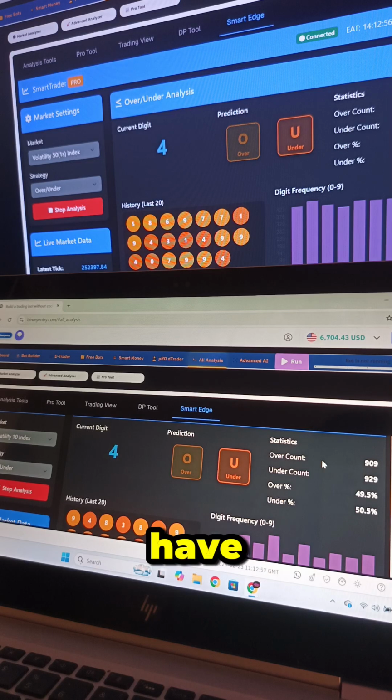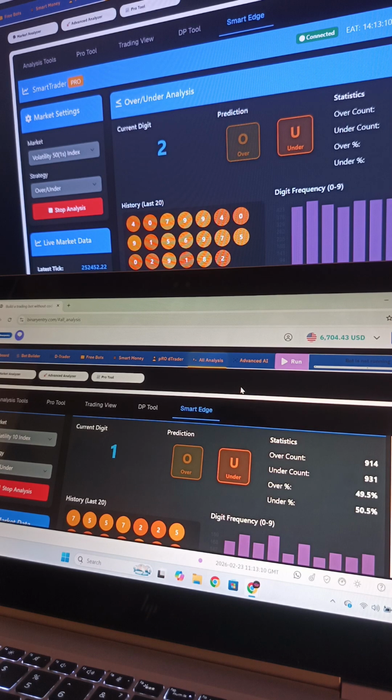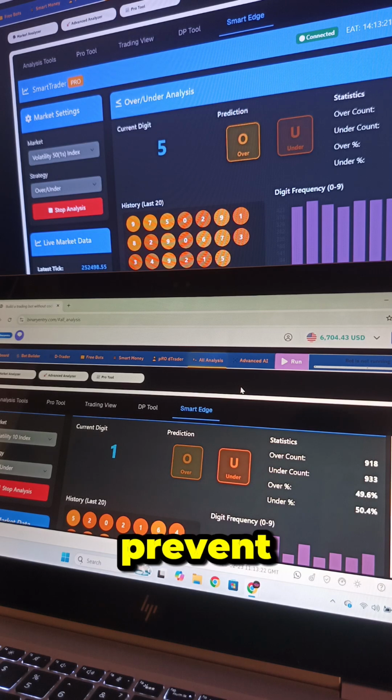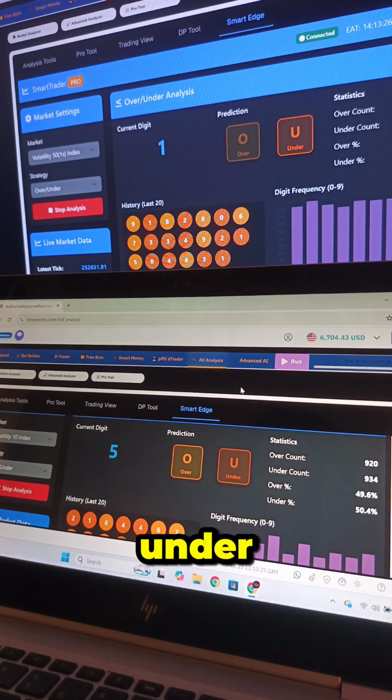So whether you have a martingale or not, if you encounter 2 losses consecutively, the first loss and then the second run is a loss, always stop and find a new entry. And finally, the last is always have a target, always have a take profit, to prevent you from overtrading and overstaying in the market. That was our over and under strategy. I believe it's going to help many of you. Go and try it out and put it into work.